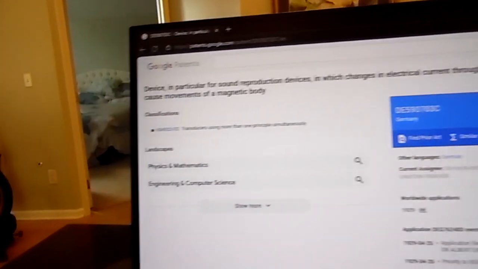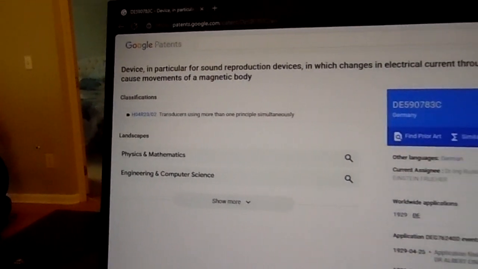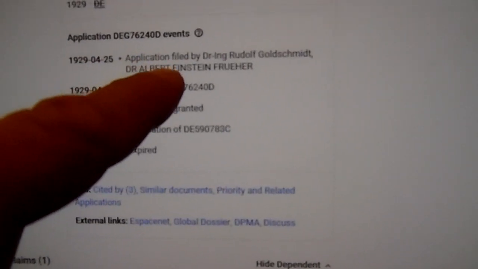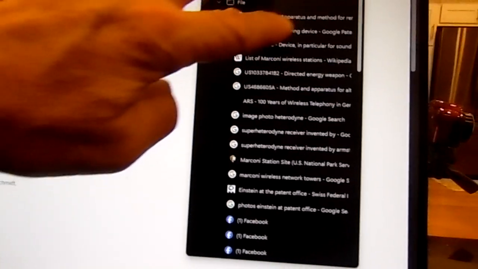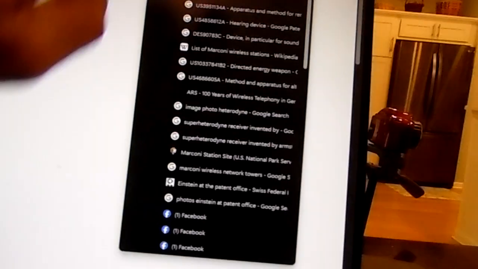All right, here's another device. Changes in electrical current through magnetostriction cause movements of a magnetic body. Dr. Einstein. You know what I'm saying? Goldschmidt. All right, another one. That's his patent. That's his patent for the voice to skull. Same as the hearing device here. All right. Marconi was big.